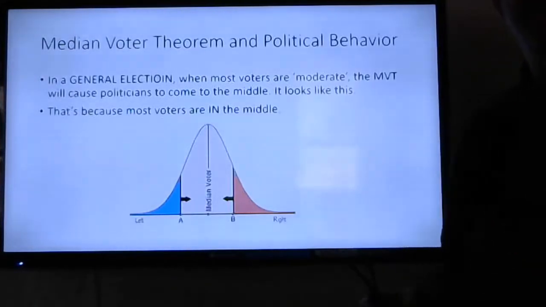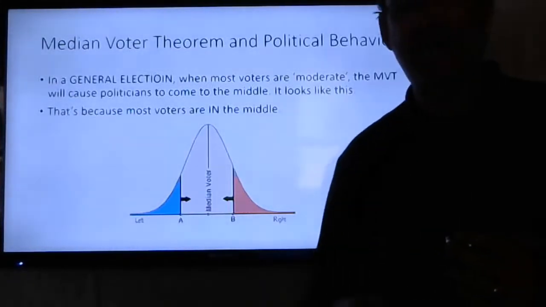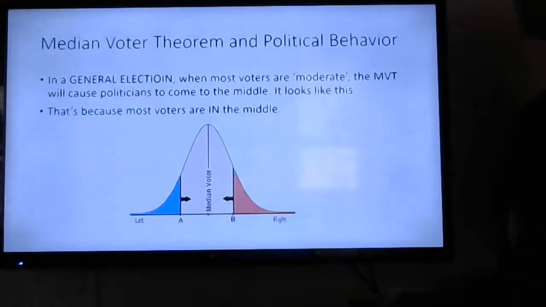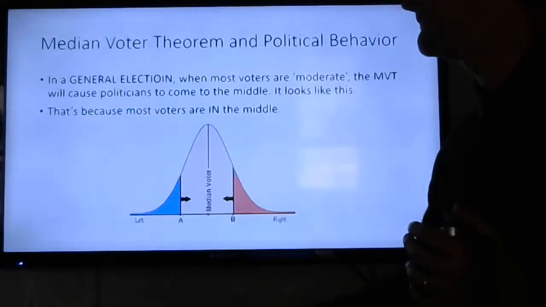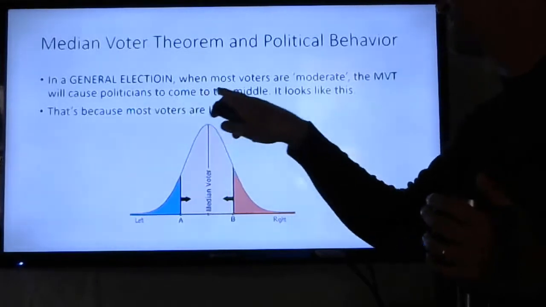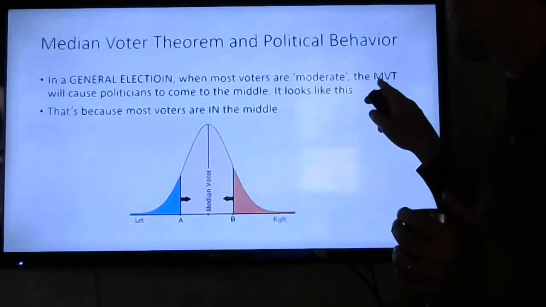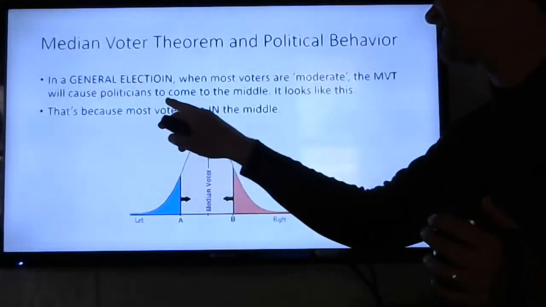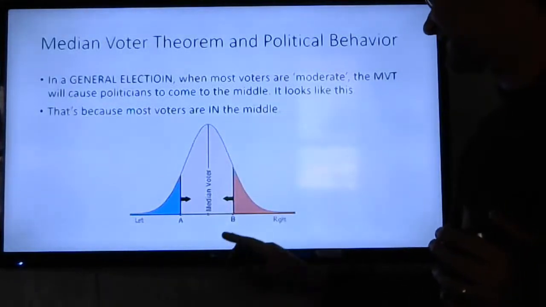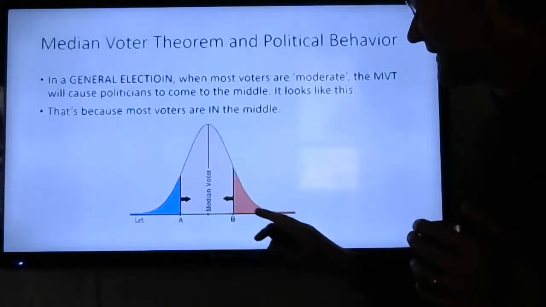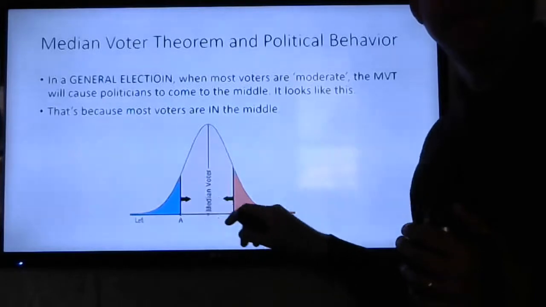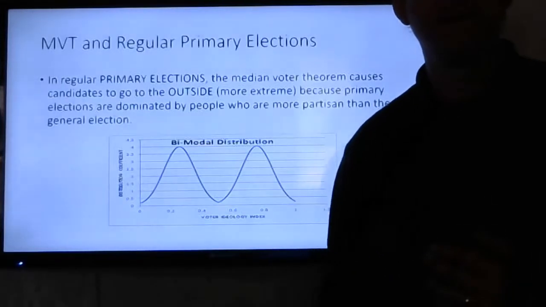So let's think very simply. This is not even dealing with California yet. This is just a basic introduction to the median voter theorem. In a general election, when most voters are moderate, the median voter theorem will cause politicians to come to the middle. It looks like this, right? So you have left, right, median voter, and candidates are going to come to the middle.